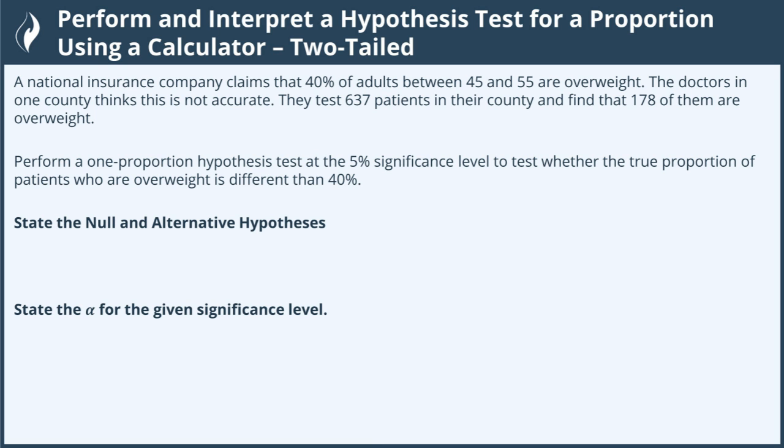Perform a one proportion hypothesis test at a 5% significance level to test whether the true proportion of patients who are overweight is different than 40%.